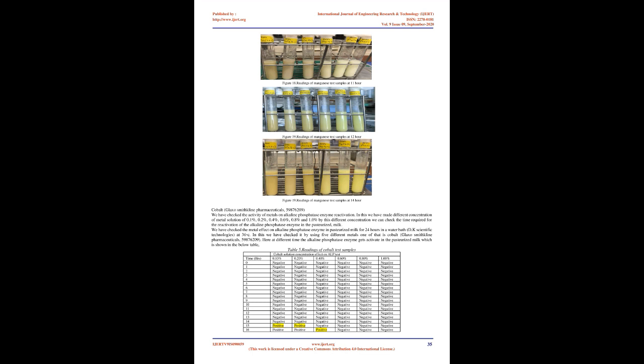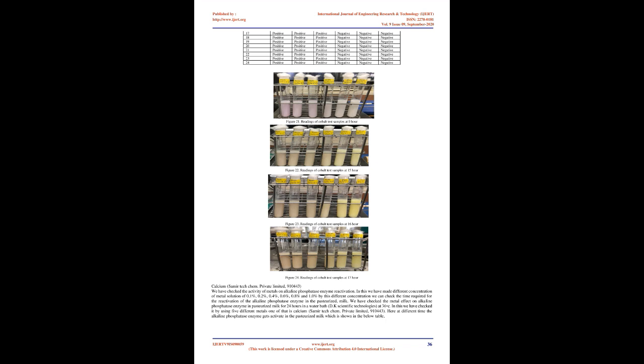Future scope. India is the world's largest milk producer, which contributes 22% to the global production of milk. So with the highest production, it also requires maintaining the quality of the milk. This study aimed to examine the reactivation of alkaline phosphatase enzyme in pasteurized milk. It is a qualitative test which only shows whether the test is negative or positive, but further work can be done.